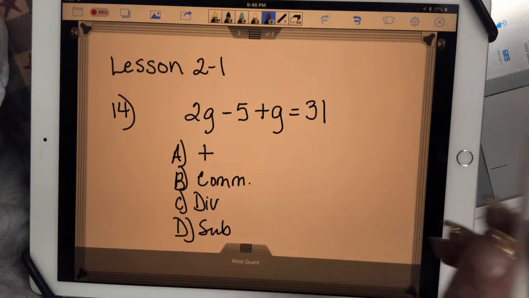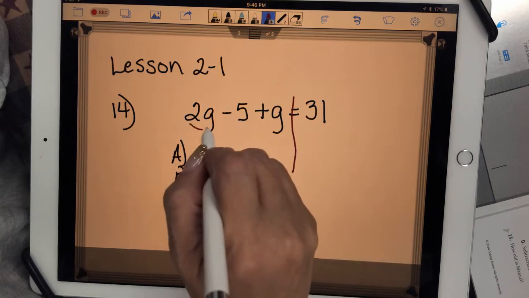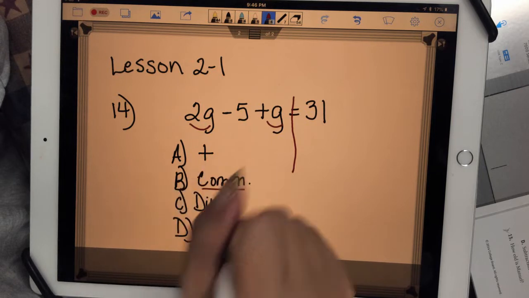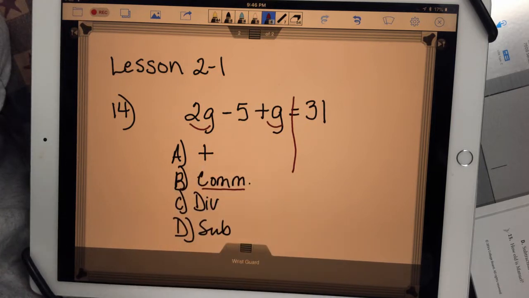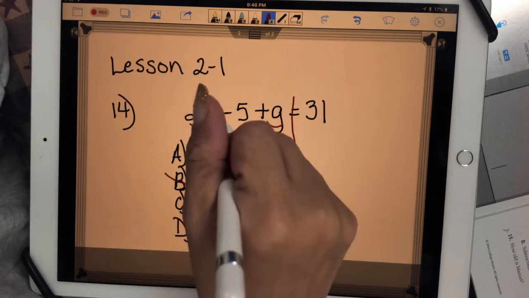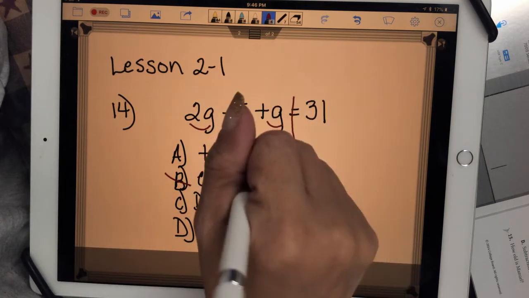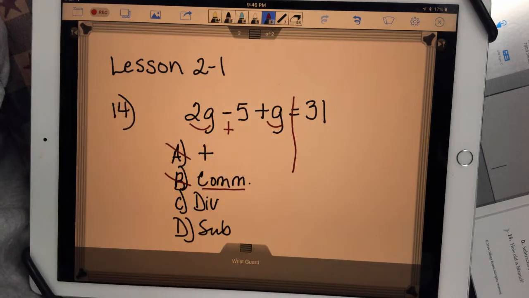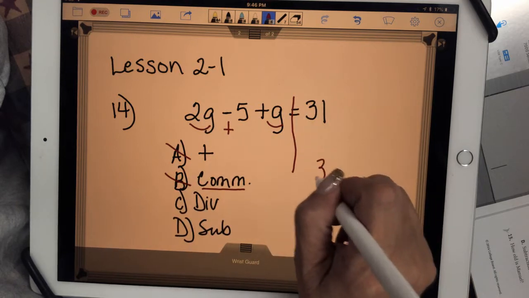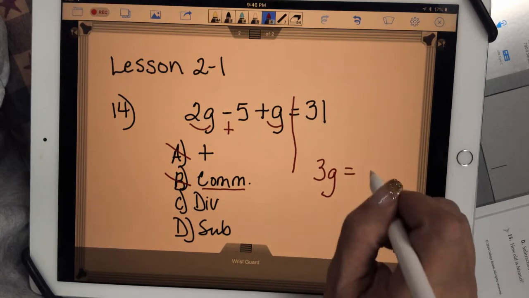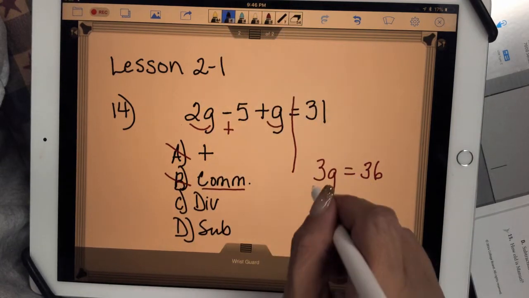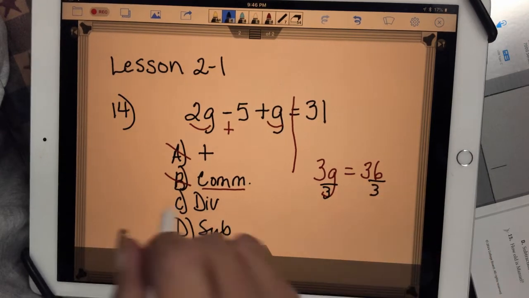If I were going to solve this, I think the first thing I would do would be to combine like terms. Combining like terms is kind of like our commutative property because we're just rearranging it and we're putting them together. So I'm definitely going to be using that. I would add 5 to both sides, right? So that means I'm adding. And in the end, I'm going to end up with 3g equals 36. Wouldn't I have to divide in order to get g alone? So that would mean I would be dividing.